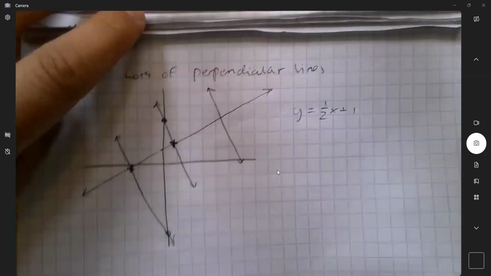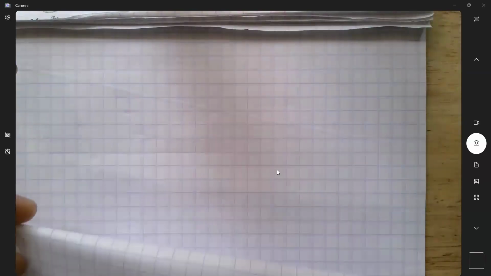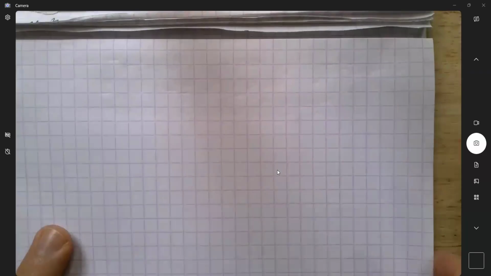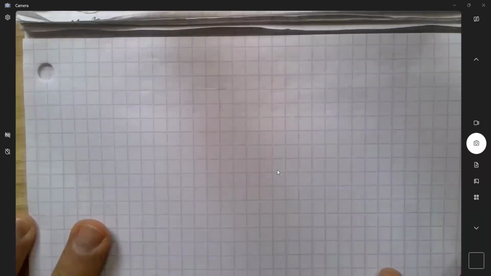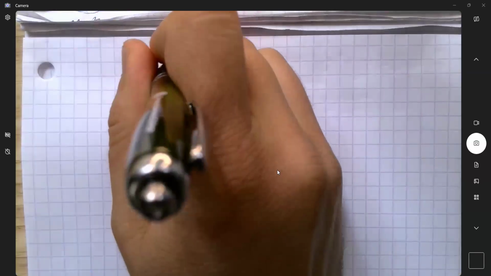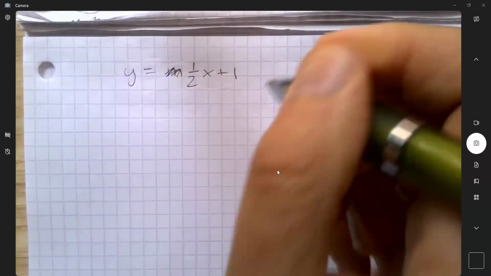But to be honest, the more important piece to draw from this is understanding how the slopes of the lines are either the exact same for parallel lines or the opposite and reciprocal for perpendicular lines. So let's take y equals 1/2 x plus 1.